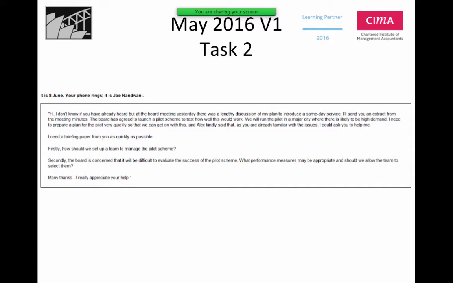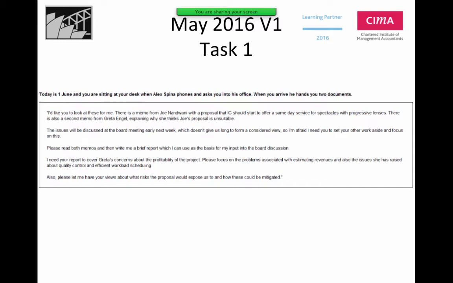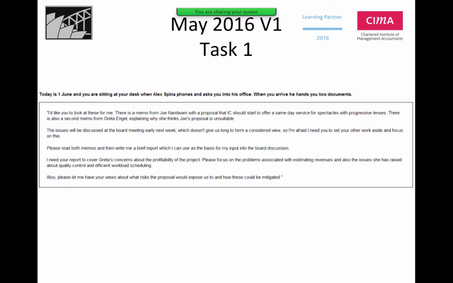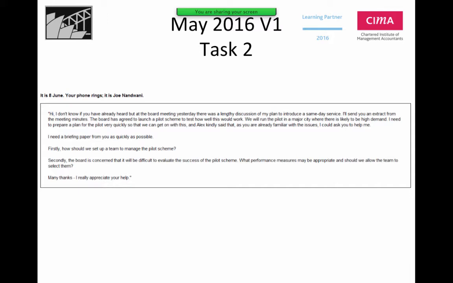So the KPIs, right? As you can see, the first thing, your report was to talk about the profitability of the project, problems associated with estimating revenues, and also the quality control and workload scheduling. So your first answer will be framed on those topics. But when you are going into the success of this pilot scheme, you shouldn't forget the issues that you spoke about in your previous one about quality control and work scheduling. So you need to link those things as KPIs. What are the KPIs for work scheduling, good work, and good quality? You need to bring those into your task too, right?